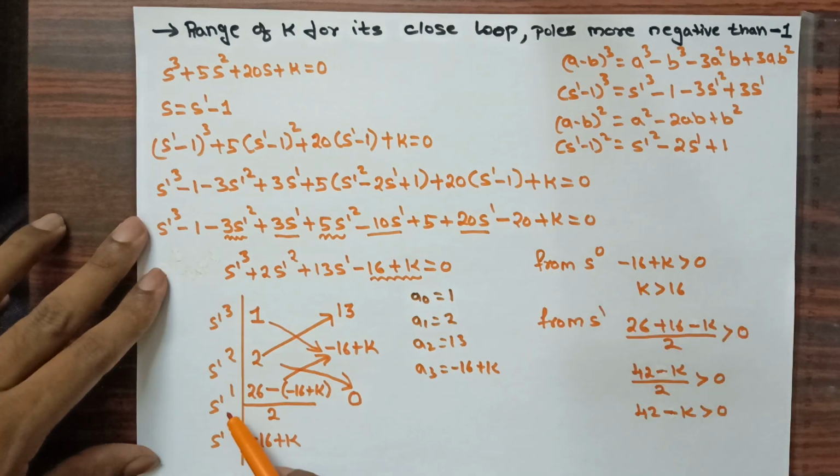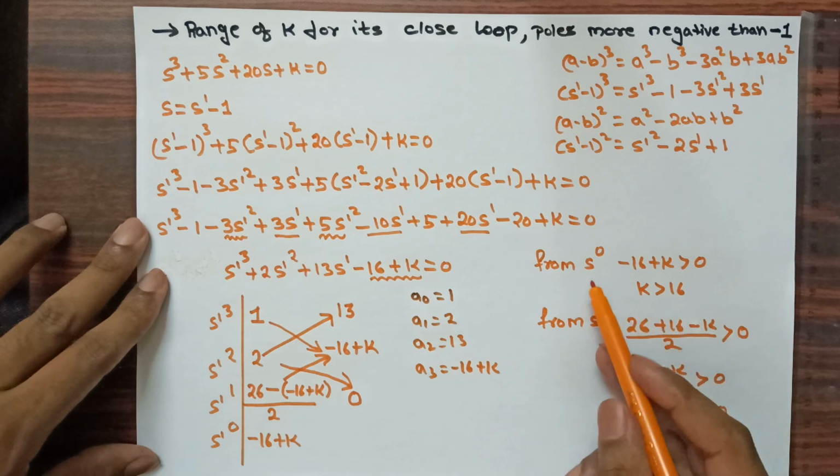Next, from s to the power 1 you can see I have written here 26 minus into minus 16 plus k, whole divided by 2 greater than 0, and 26 plus 16 is 42 minus k, whole divided by 2 greater than 0. So for this 2, when it goes to the right hand side it becomes 0. 42 minus k greater than 0. Now from this we will get 42 greater than k.